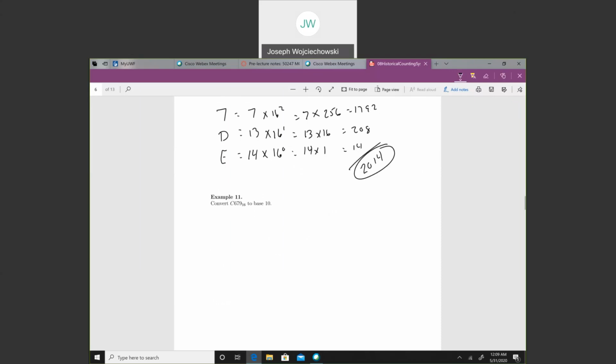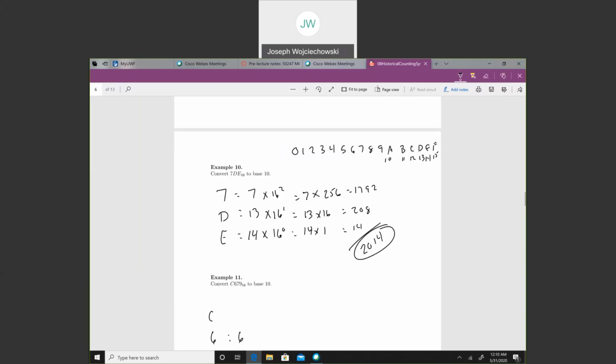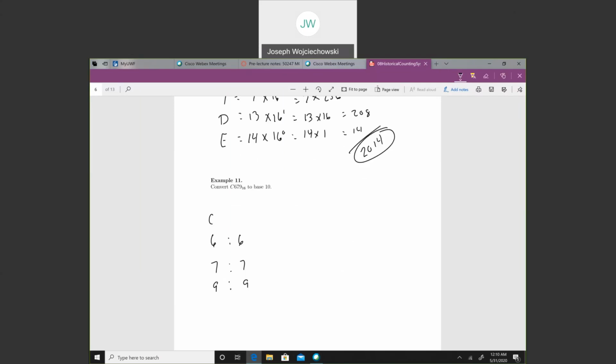Okay, example 11 would be done the same way, except you're going to need 16 to the third. Let's set it up for you, and then C, 6, 7, 9. So this would be 9, 7, 6, and C is 12. And that's times 16 to the 0, times 16 to the first, times 16 to the second, times 16 to the third. And I'll let you guys take that from there.